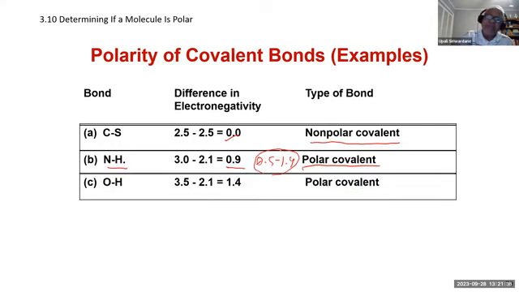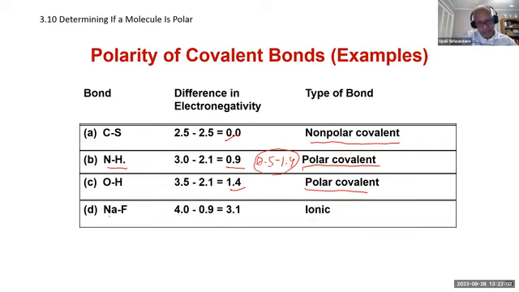The OH bond is also polar because 1.4 is between 0.5 and 1.9. So we have to again look at the charge distribution, how the polar covalent bonds are distributed in the space around the oxygen atom in the water molecule.